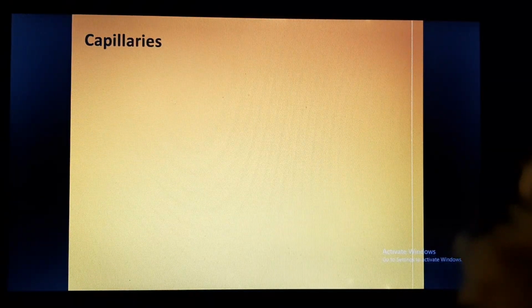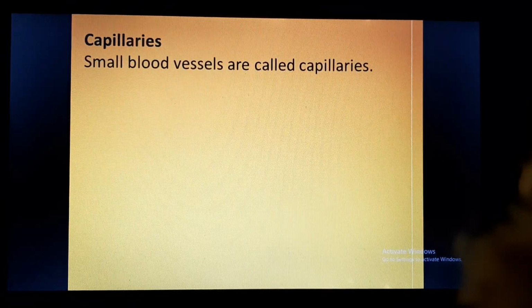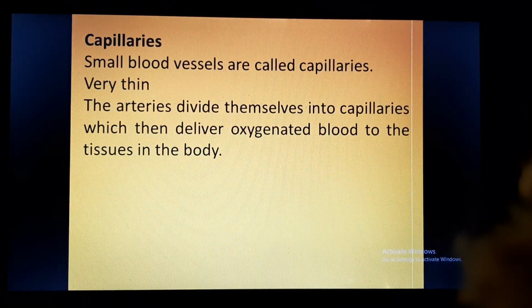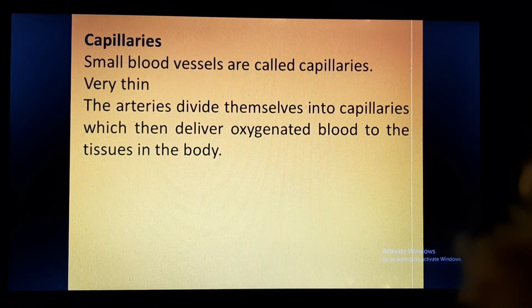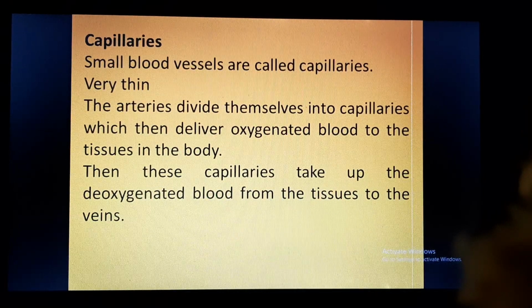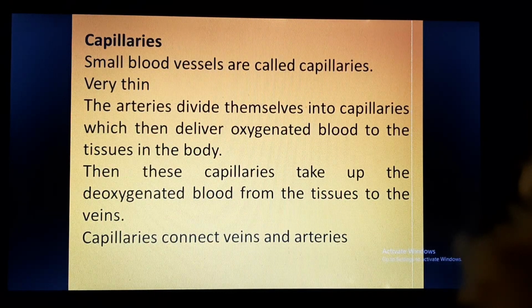Next, we'll be discussing about the blood vessels which are called capillaries. Capillaries are small blood vessels, the smallest blood vessels. These are very thin. Arteries divide themselves into capillaries. So the thick artery branches itself into several thin blood vessels which are called capillaries. Through these capillaries, the oxygenated blood is delivered to the tissues in the body. Now these capillaries also take up the deoxygenated blood from the tissues and then merge to form veins. So in this way, capillaries connect veins and arteries.